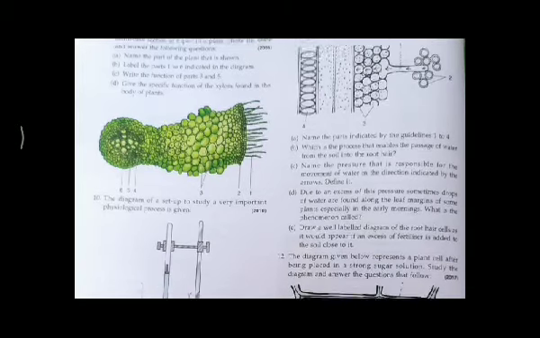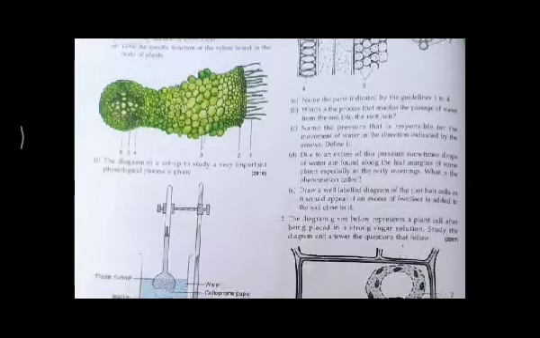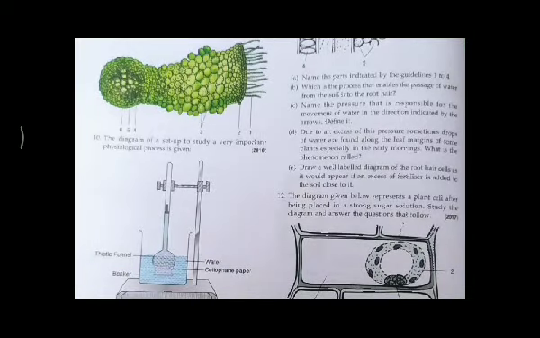Now next is segment D of question number 11, asking: due to an excess of this pressure, sometimes drops of water are found along the leaf margins of some plants, especially in the early morning. What is the phenomenon called? So the easiest term for that is guttation. Guttation, or you can write it as exudation.